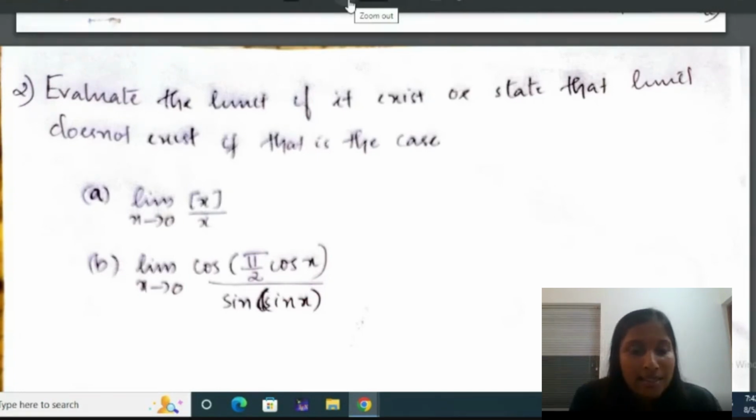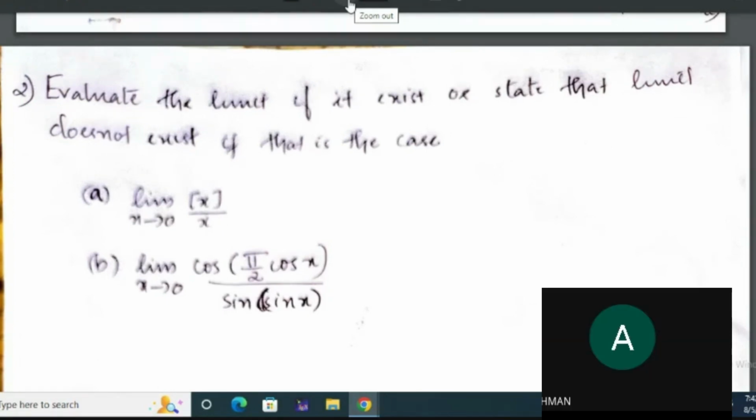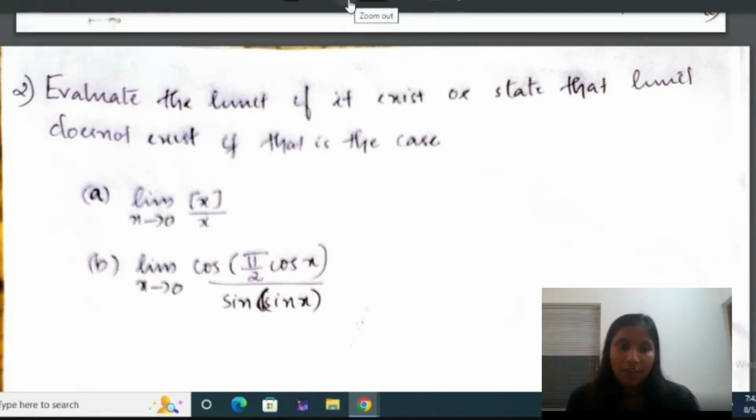Okay, any answers for option A? Does not exist. Yeah, limit does not exist. Okay, so which theory have you used for finding this?